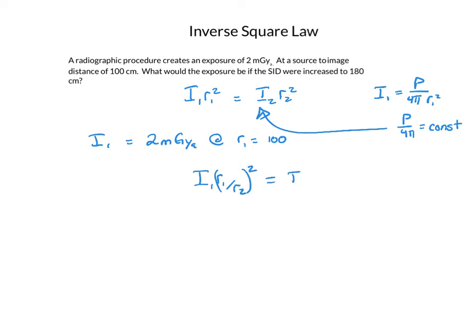Square them. That's going to be I2, which is the thing I'm looking for. So here we have 2 milligray. And now the R's are going to be 100 on top, 180 on the bottom. Those are the distances I moved. So I have centimeters on top, centimeters on the bottom. I'm going to square that. So it's 10 divided by 18 squared times 2 milligray. That's going to produce 0.62 milligray. And that's really all there is to calculating that.